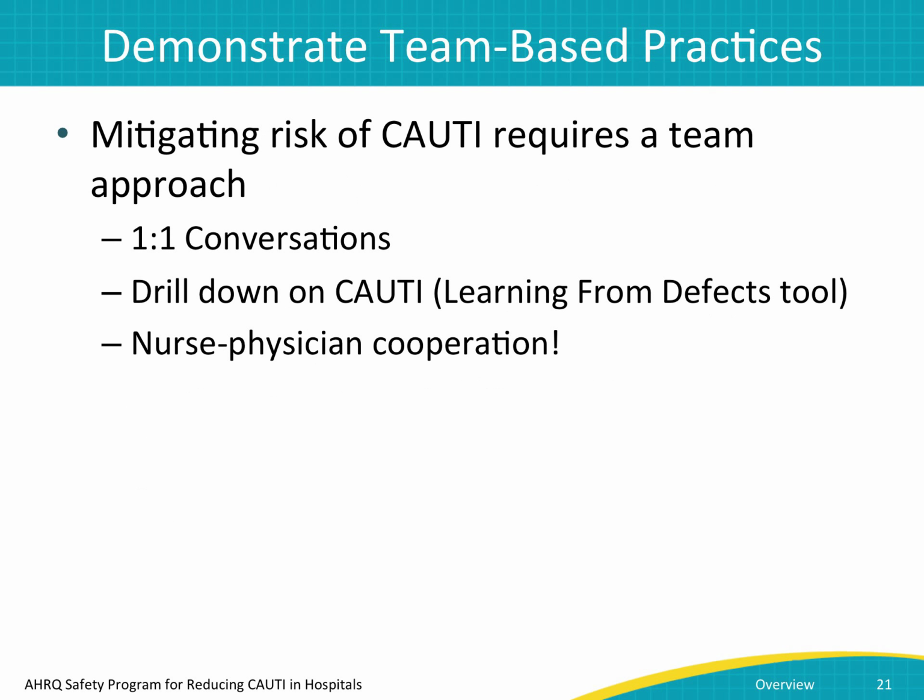Above all, reducing the risk of CAUTI requires a team approach through communication with your fellow staff. Have one-on-one conversations to provide a safe environment to support frontline staff by openly communicating with one another. You can also drill down on CAUTI using the Learning from Defects tool on the AHRQ website and review each case with frontline staff. Ask staff, what could we have done differently? How can we prevent the next CAUTI? Frontline staff and unit leaders need time and resources to work together to investigate causes of CAUTI and brainstorm solutions to prevent them from recurring.